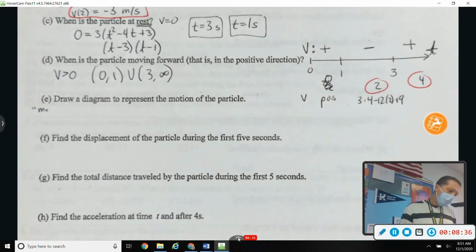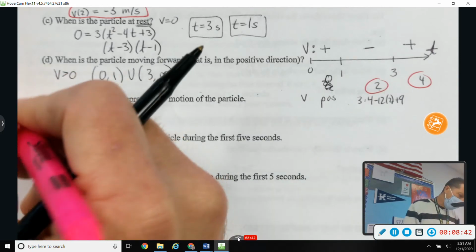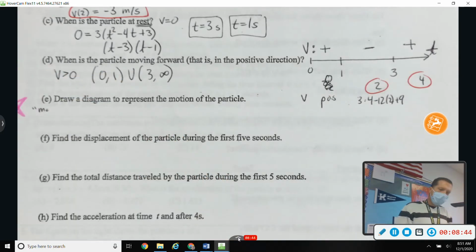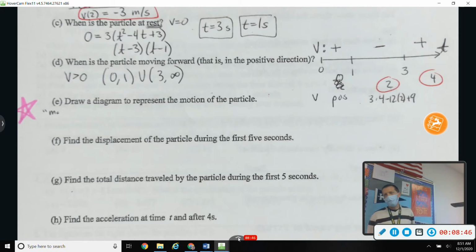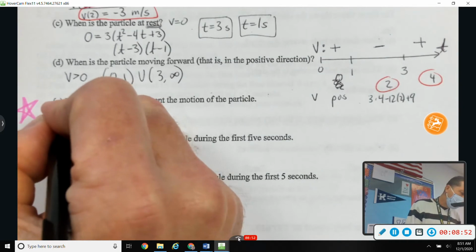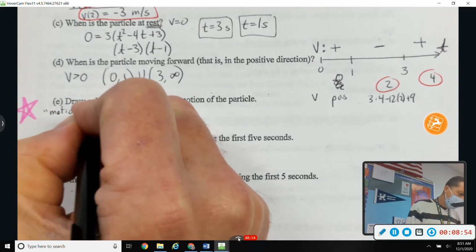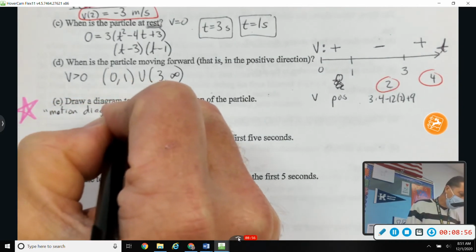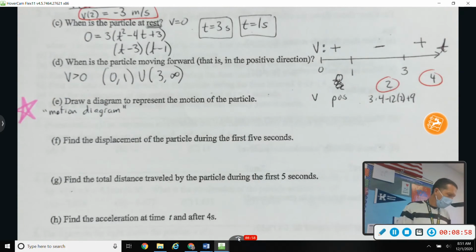Part E. Draw a diagram to represent the motion of the particle. Okay, this would be one of the new things for this unit that we haven't done before. Like all the other stuff so far, that's using stuff we know pretty similar to what we've done. This we've not done before. Another name for this is a motion diagram. So we want to sketch out what this particle is doing.